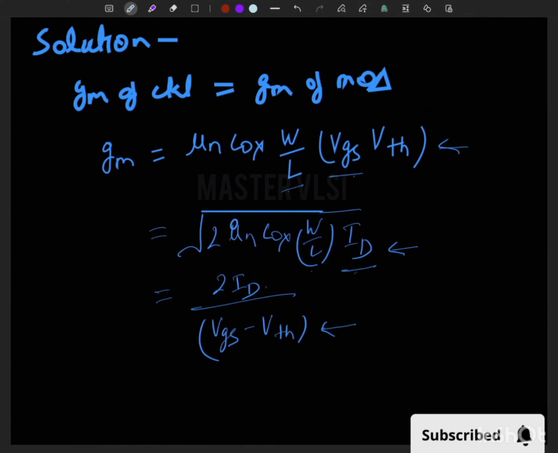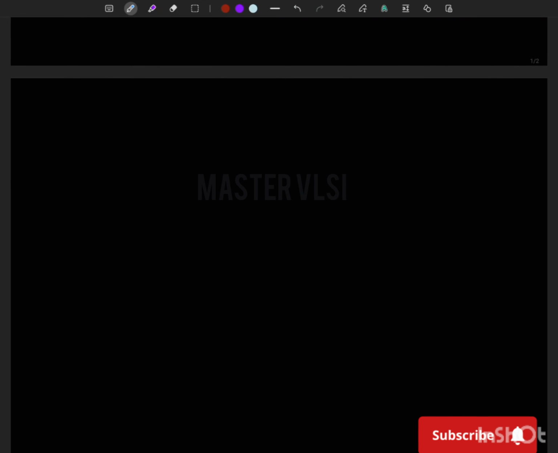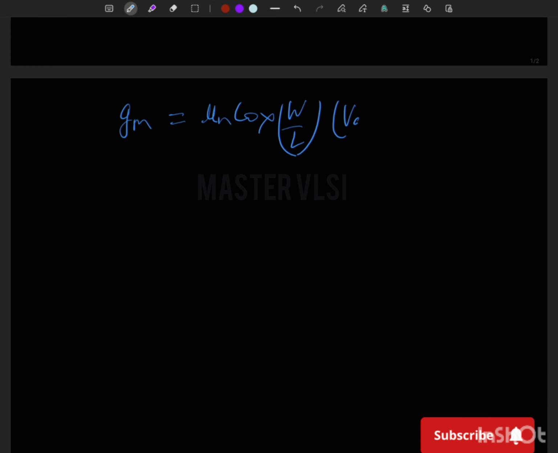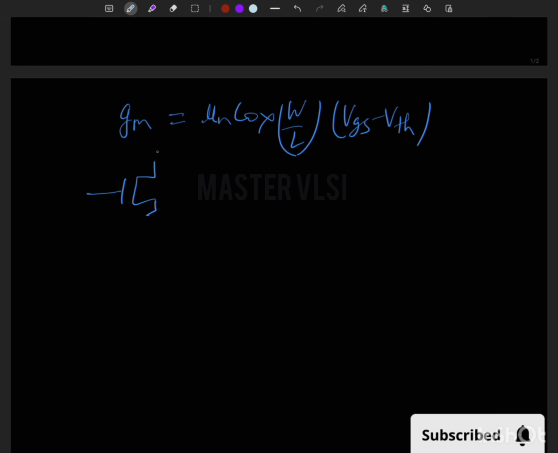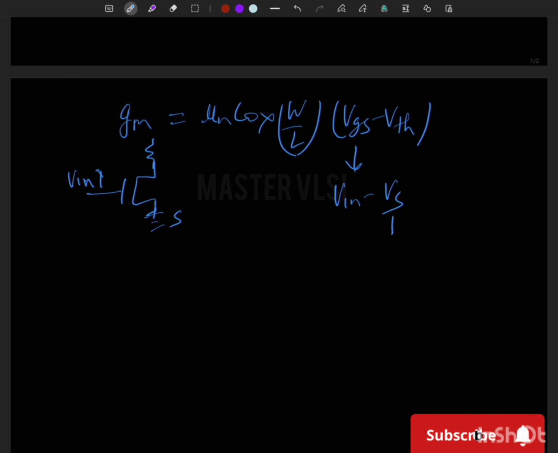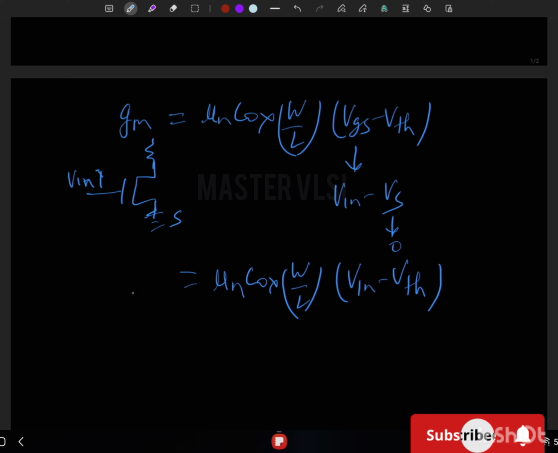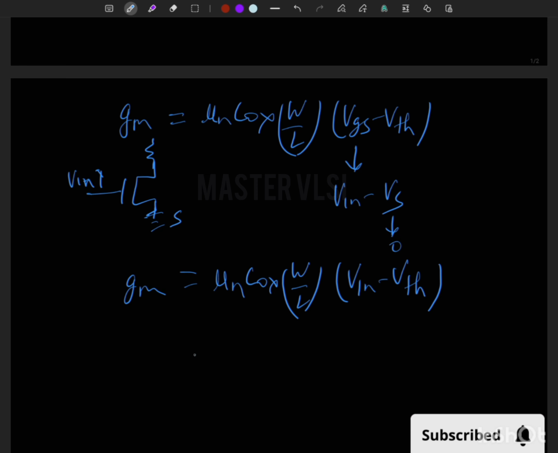Now here, for this particular case, our Vin is varying. So GM is equal to mu n Cox W by L into VGS minus VTH. This formula we apply because our VGS is varying. The source is constant, Vin is changing, it means VG changes, because VGS is equal to Vin minus Vs and Vs is 0 here. So this formula becomes mu n Cox W by L into Vin minus VTH. So it means GM of this circuit is simply a linear function of Vin.